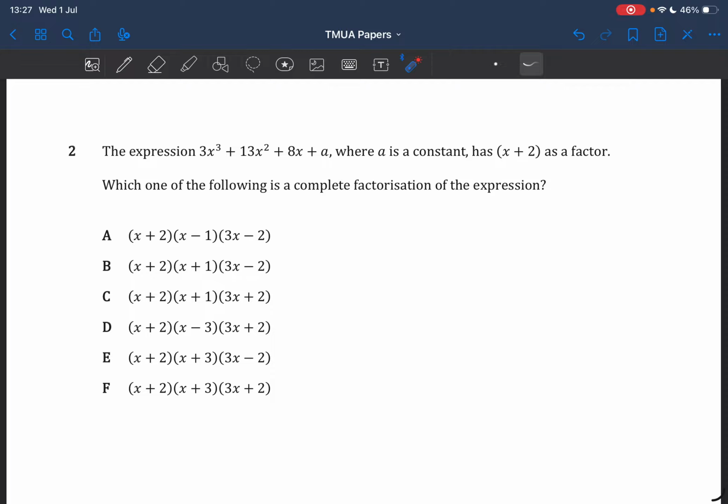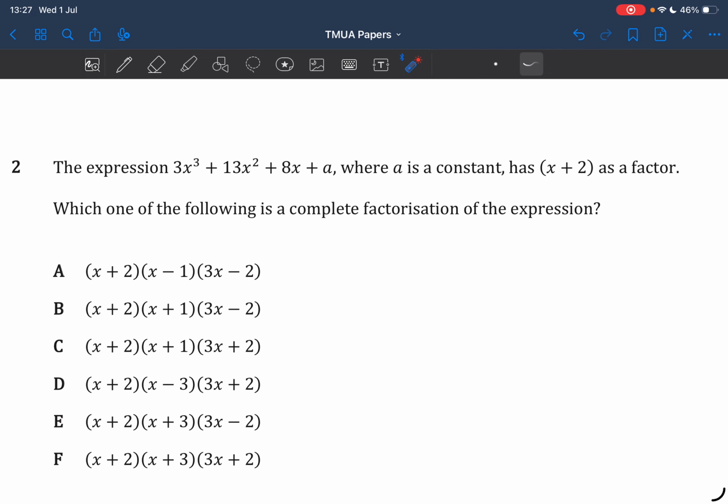Yep. So some other cubic thing. x plus 2 is a factor, so we know that we can put in x minus 2 is equal to 0. What's the complete factorization? Well, we've got this a here, so let's do that first. If we plug in the minus 2, minus 2 cubed is minus 8, times 3 is minus 24. 2 squared is 4, times by 13 will be 26 and 52. 2 times 8 is 16, and then plus the a, this must all equal 0. Those two give us 40. 52 take 40 is 12, so a is negative 12.